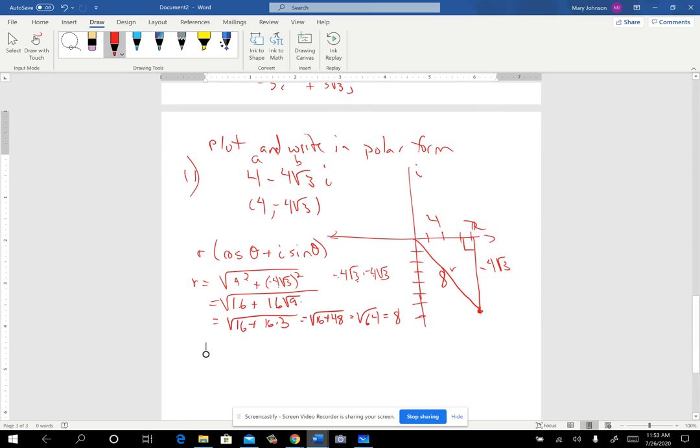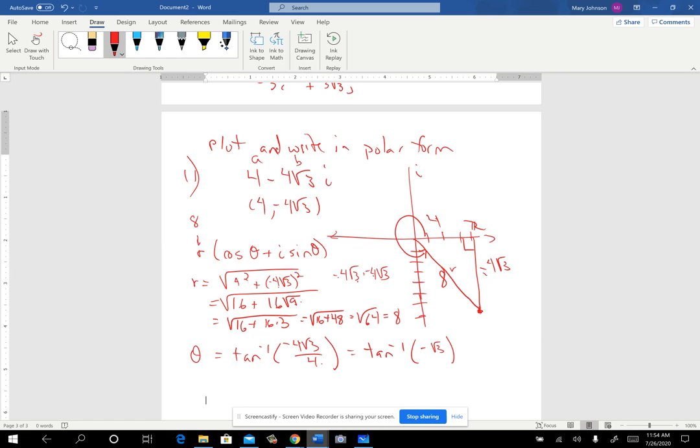All right, so that means we know that first part. We know this part is 8. Now we just need to figure out the angle, and the angle we're trying to get is this angle right here. So for that, I'm going to use the fact that the angle is going to equal tan inverse, and it's going to be opposite over adjacent, so -4 square root of 3 divided by 4. Okay. And then I want to think about what that is when I simplify it inside there, because that turns out to be negative square root of 3.